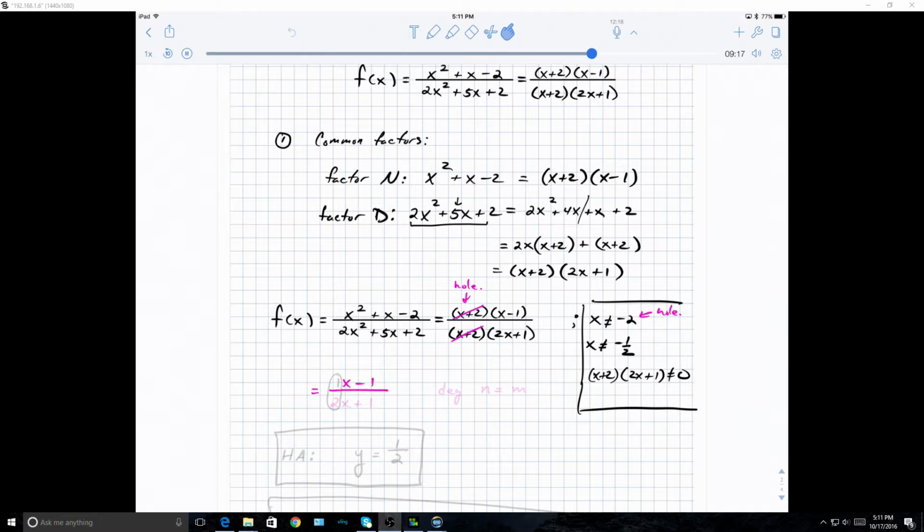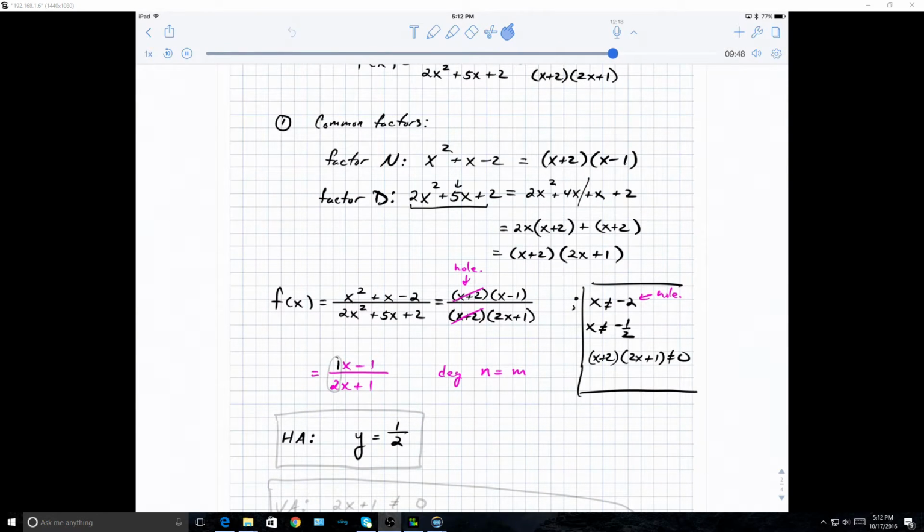So now all we have to do is look at this new function, which is x minus 1, all divided by 2x plus 1. The degree of the numerator, n, is equal to the degree of the denominator, m, which is 1. So we know that there's a horizontal asymptote at y equals 1/2. Now, where did the 1/2 come from? It came from these lead coefficients. So now we know that we have a horizontal asymptote here.